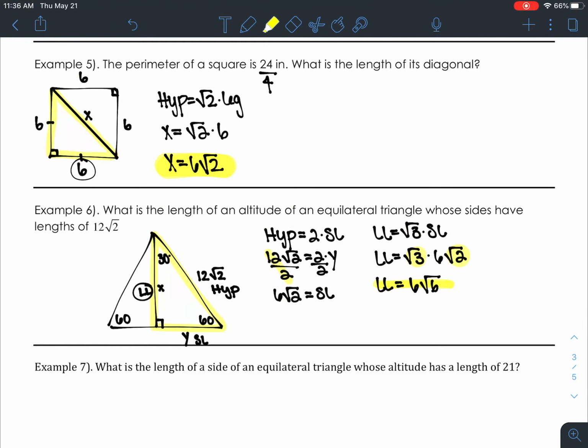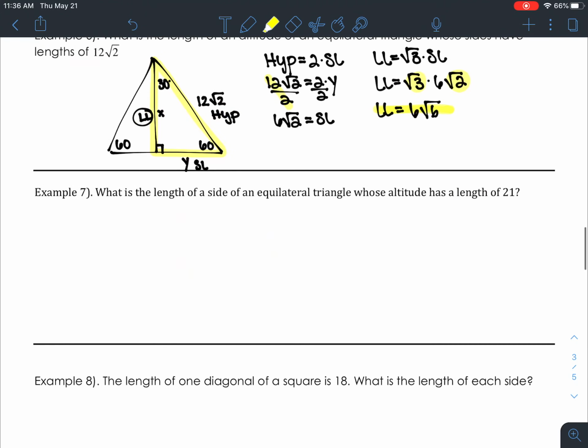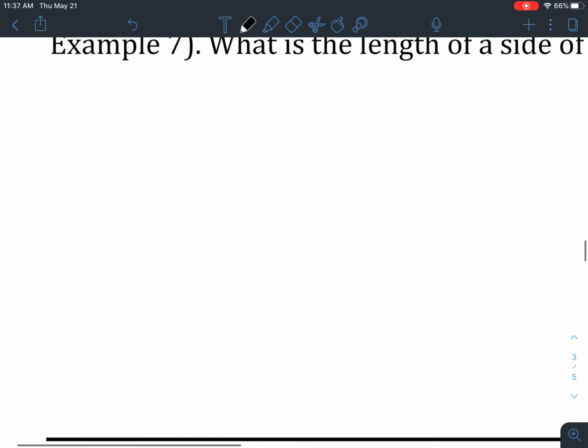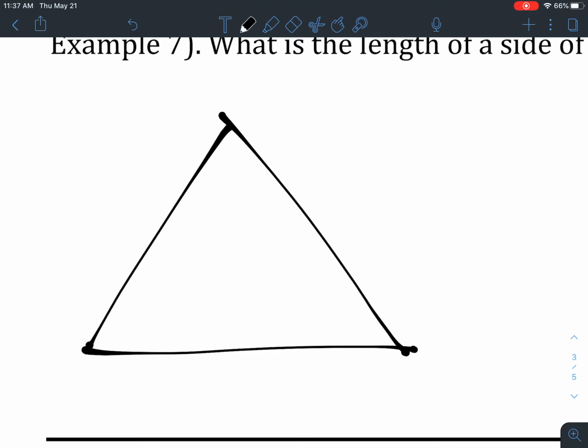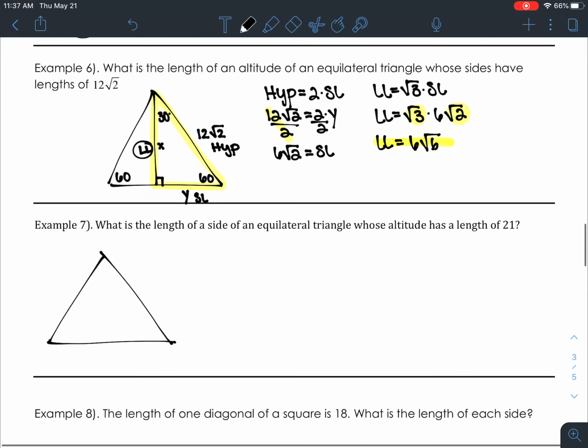All right, let's try another one. Let's do one going in the opposite direction. It says, what is the length of the side of an equilateral triangle? So let's go ahead and draw our equilateral triangle again. And then let's draw in our altitude.